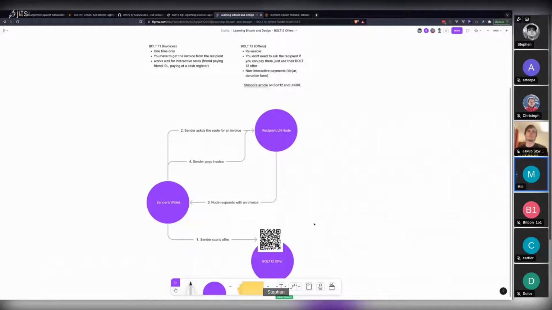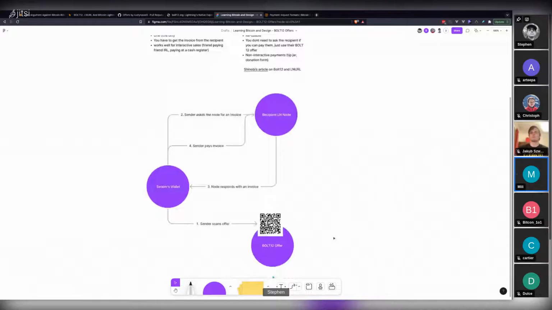Okay, but the recipient still needs to show the Bolt 12 offer. So do you think in the future the sender could save the Bolt 12 offer? Well, it's an interesting question. Could there just be an easier to grasp username and stuff like that? Yeah, something like that. I think so.